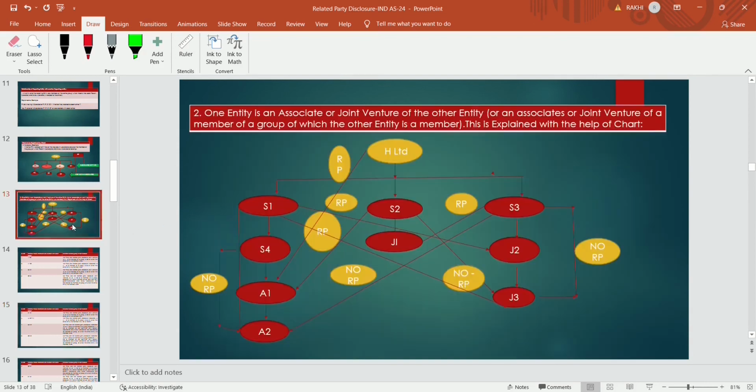Now S4 and A2, are they related? No, they are not related. How they are not related? Because A2 is the associate of A1, of which the A1 is not the member of the group. In the definition, it is written that the associate of the member of the group of which the other entity is the member. So S4 is the member of the group, but A2 is not the member of the group, is not the associate of the member of the group, so they are not related.